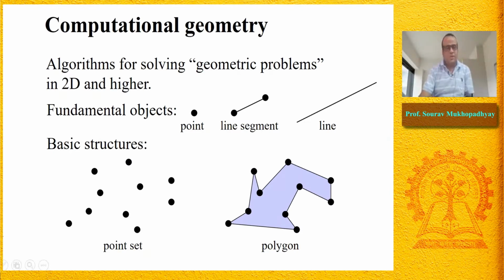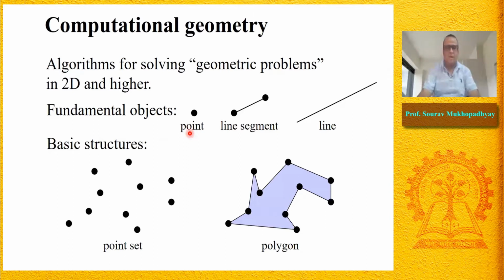So what are the geometric objects? Objects are basically points. A point could be in any dimension. This is a two-dimensional point on a plane, or it could be 3D or 4D. It could be d-dimensional. So a point could be in any dimension.